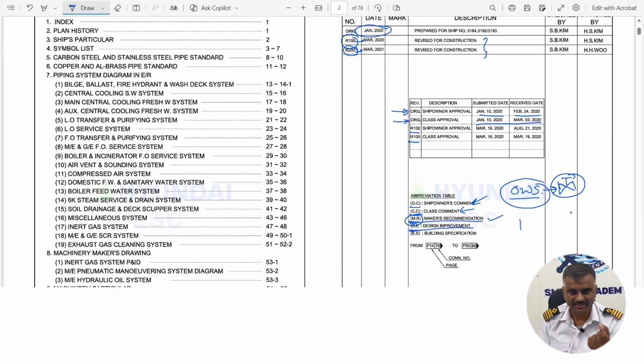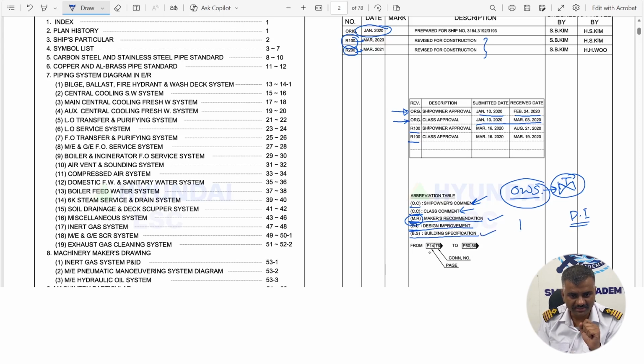Okay, change in pipelines as per the design improvement will be mentioned as DI. Okay, and builders specification, BS. Builders are the yard people. So as per the yard, if any pipeline is specified, say the diameter of the pipe is as such as per the builder's specification, so they will be mentioned as BS.